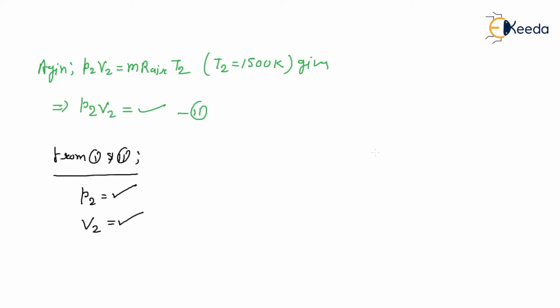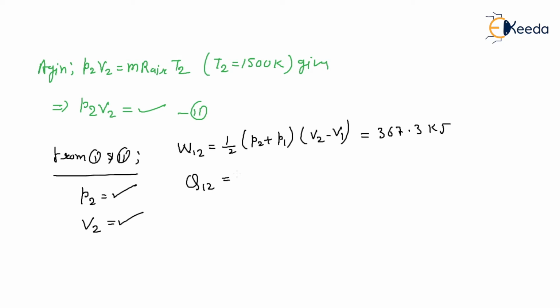a straight line. Why? Because the constant K is not given, right? Now what is the work done? W1 to 2 is half into (P2 plus P1) into (V2 minus V1). So this is your 367.3 kilojoule. Now what is the heat supply? Q1 to 2 is m (U2 minus U1) plus W1 to 2.